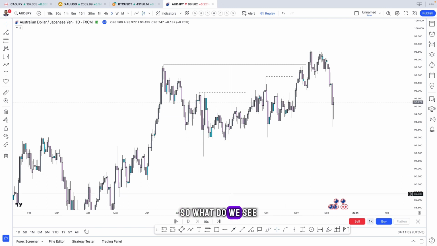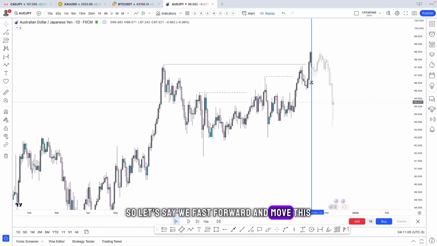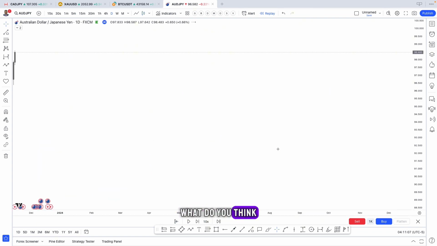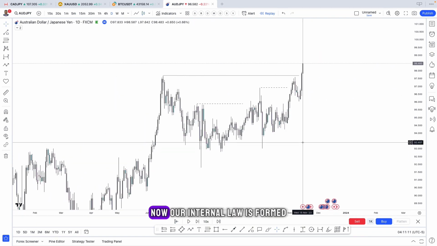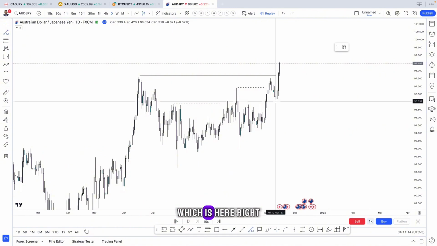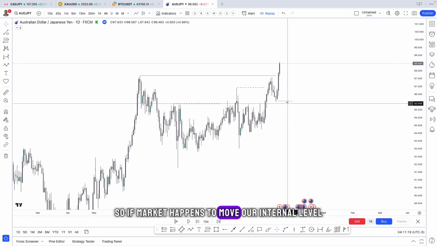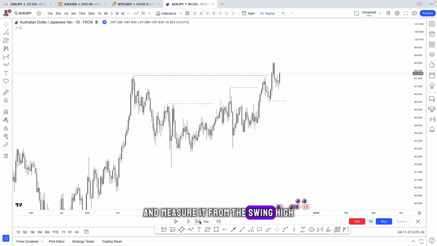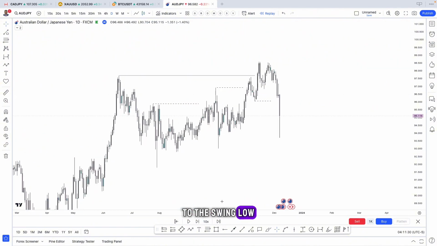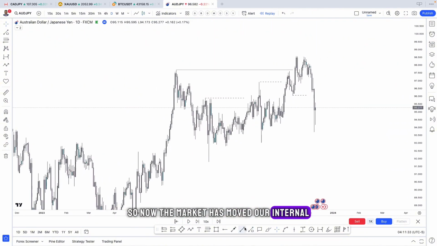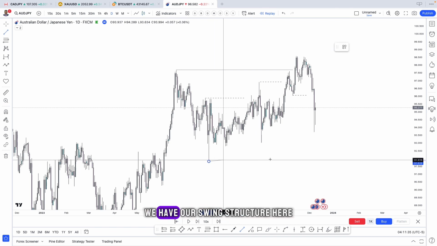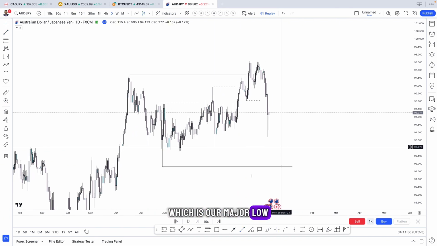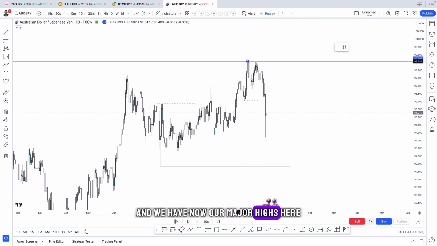So what do we see? Let's say we fast forward and move this out from the market. What do you think we are to see? Now our internal low is formed, which is here, right? So if the market happens to move our internal low, that is where we can pull up our Fibonacci tool and measure it from the swing high to the swing low. So now the market has moved our internal swing structure. We have our swing structure here, which is our major low, and we have now our major highs here.